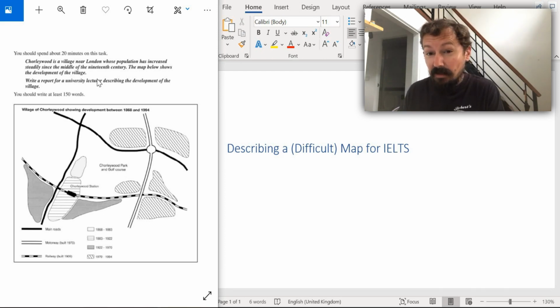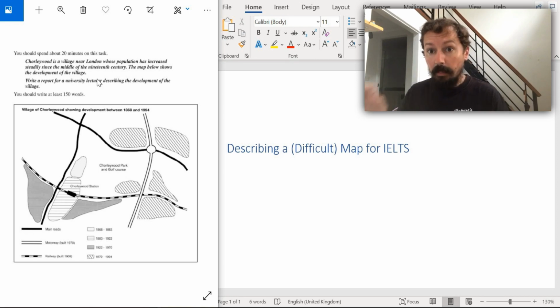Do you need to know this? No, not at all. This is not going to be something that you write about. Some people might be tempted to have an introduction. I think it's a waste of words, to be honest. So the map below shows the development of the village. Yep, that's telling us some important information, but we don't need to say that.